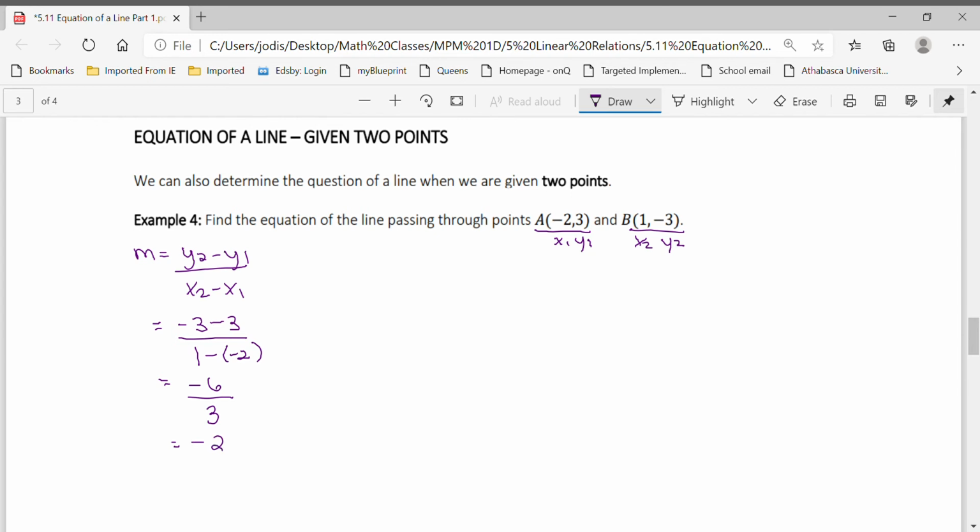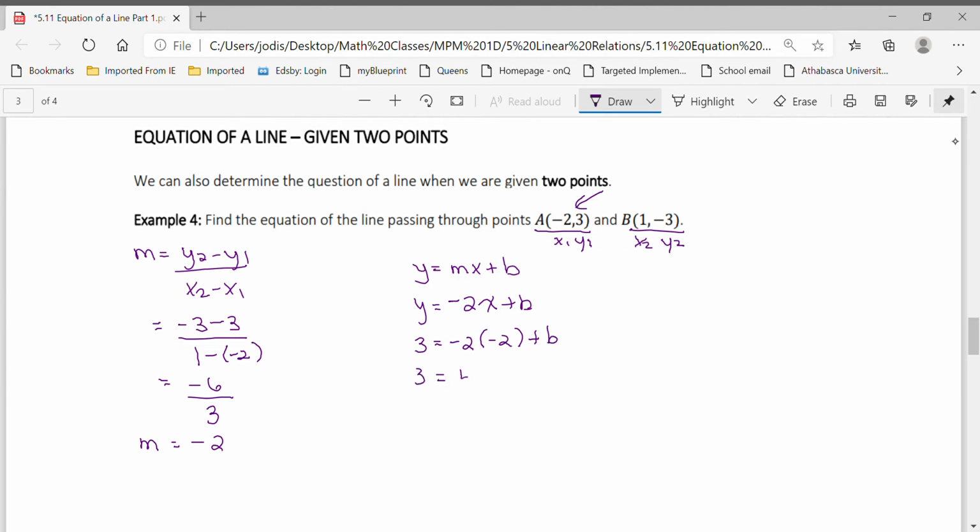Okay, so now that we have the slope, and we have 2 points, we can just pick one of them. It doesn't matter which one you pick. So we're going to take that slope and we're going to plug it into our y equals mx plus b formula. So negative 2x plus b, and then we're going to pick one of the points. And again, it doesn't matter. Let's pick A. So in this case, y is 3 and x is negative 2.